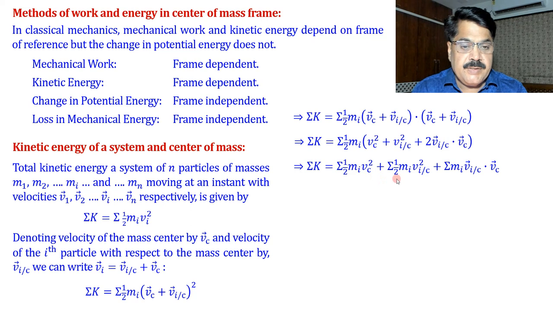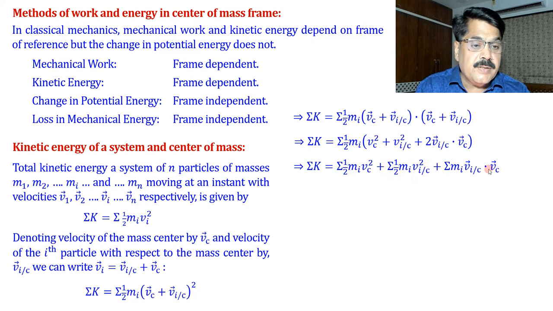Now let us see this second term. You can see it is the velocity of the ith particle with respect to the mass center. So it is the sum of the kinetic energies of all the particles due to their motion with respect to the mass center. So that term has a great interpretation.